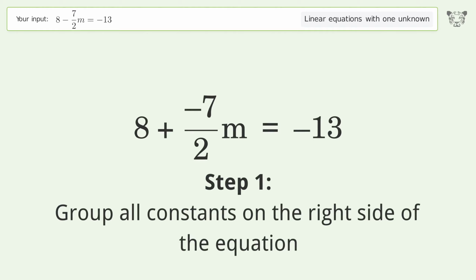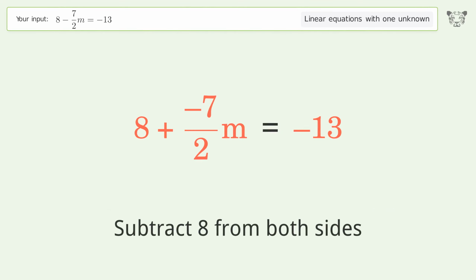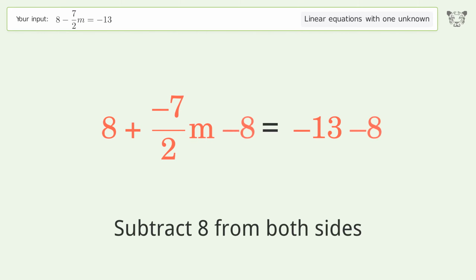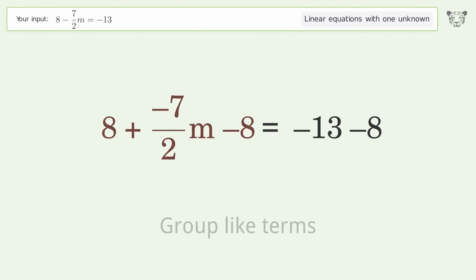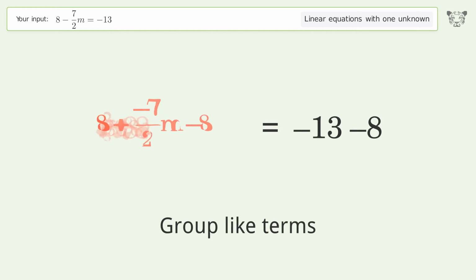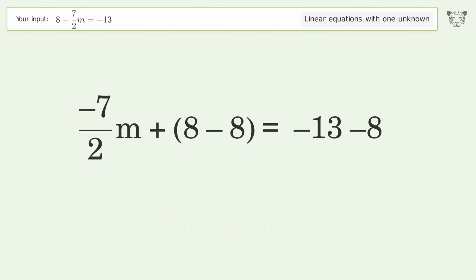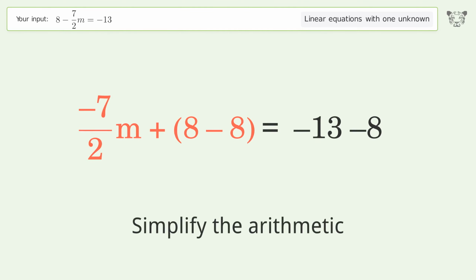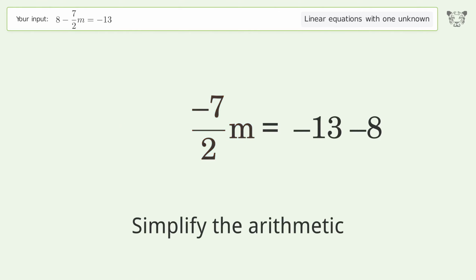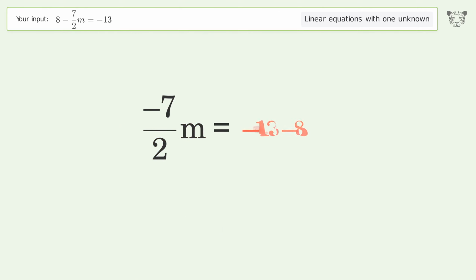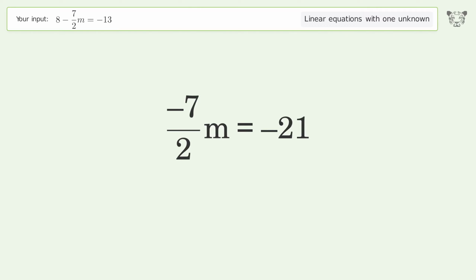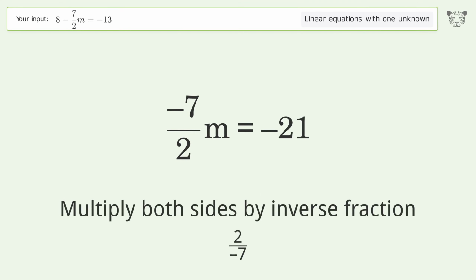Group all constants on the right side of the equation. Subtract 8 from both sides. Group like terms. Simplify the arithmetic. Isolate the m. Multiply both sides by inverse fraction 2 over -7.